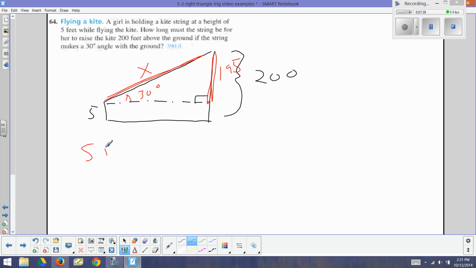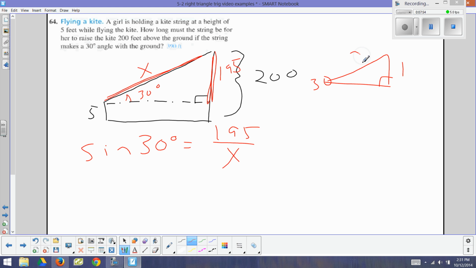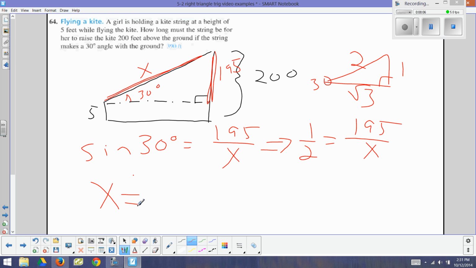That is sine. So the sine of 30 degrees is equal to opposite over hypotenuse. Let me draw my triangle. If this were a 30-degree triangle, this would be 1, 2, radical 3. So the sine is 1/2. So if I were solving this, it would be 1/2 is equal to 195 over x. Cross multiply. X is equal to 195 times 2, which is 390, and I'm in feet.